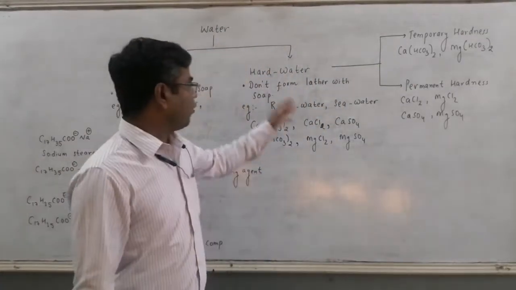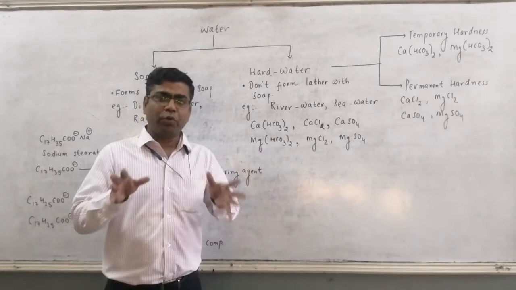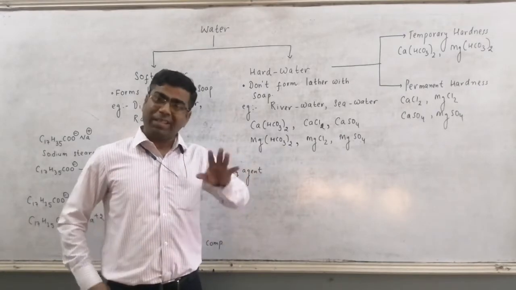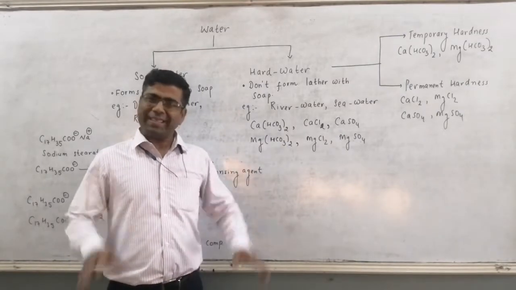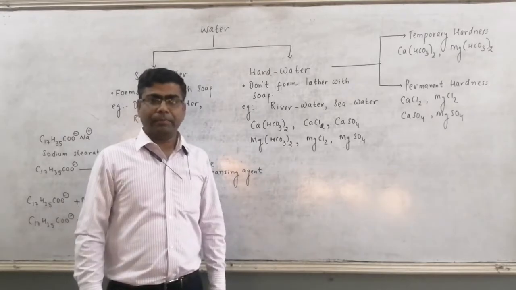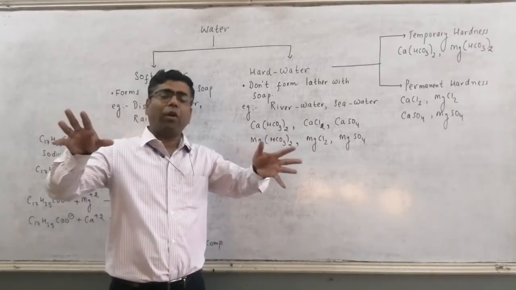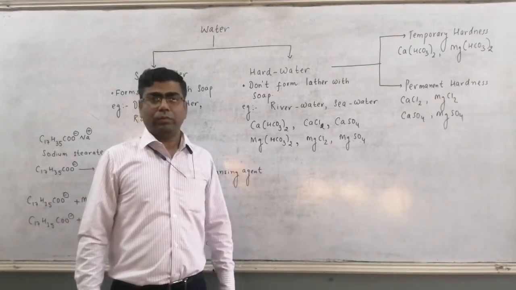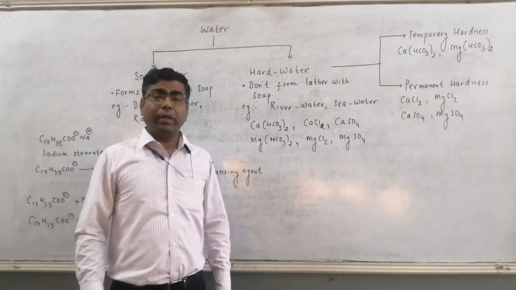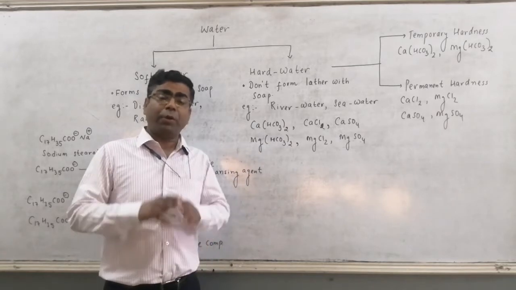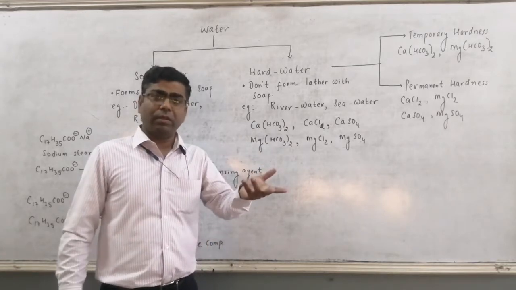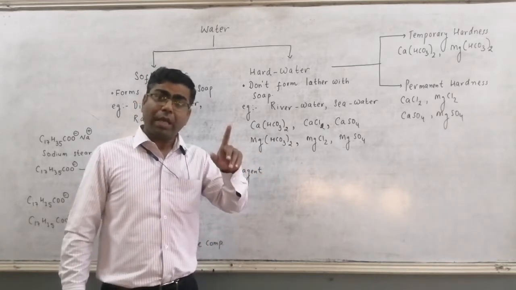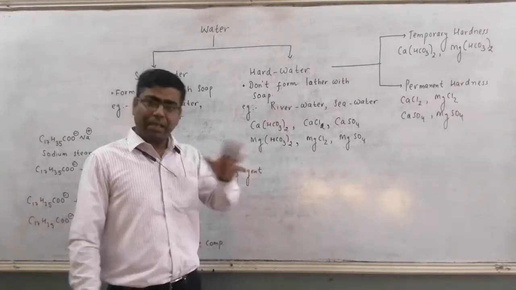Now about the hard water, don't get confused with the heavy water. Heavy water is D2O. It is entirely different. There is no relation between heavy water and hard water. Heavy water is D2O, where the heavy hydrogen that is called deuterium combines with oxygen to form D2O, which is called heavy water. Hard water is entirely different.